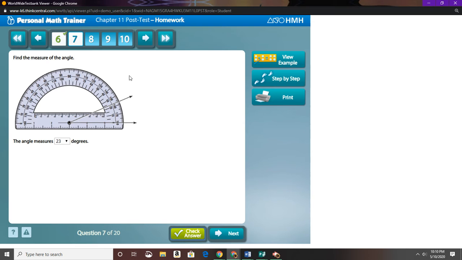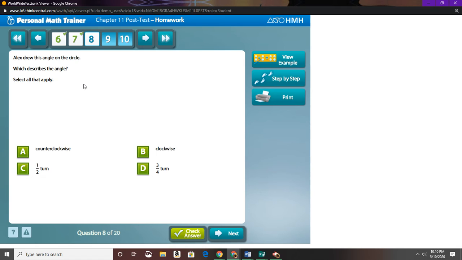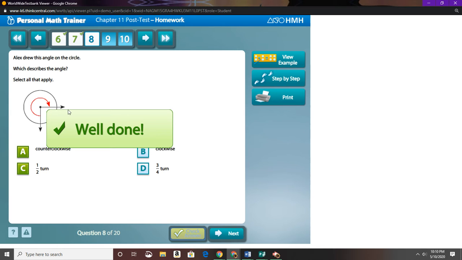Number 8, we had 2 people miss. Alex drew this angle on a circle, which describes the angle. Select all that apply. Well, counterclockwise is not correct. It's a clockwise turn here. So that's wrong. So that's right. Then is it a half turn or a 3/4 turn? Well, that's a 3/4 turn in this case. Your angle may have been different, but you have to look at the angle, compare it to the choices, select the ones that are true.